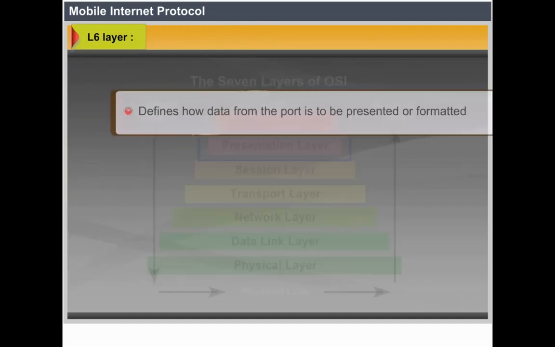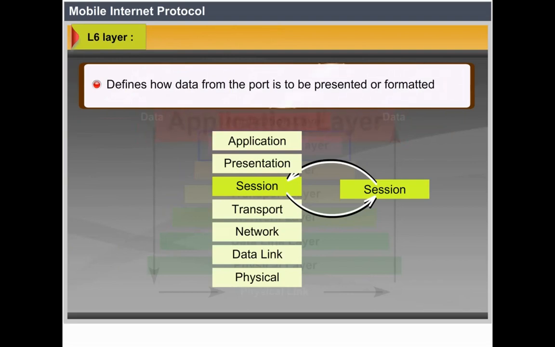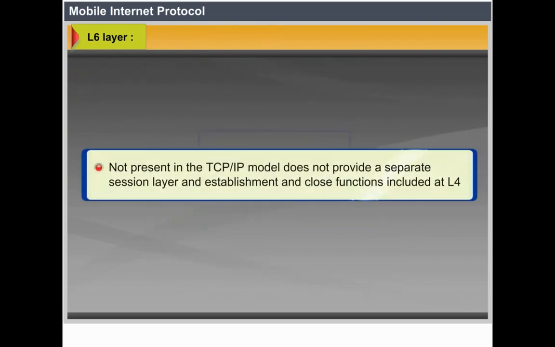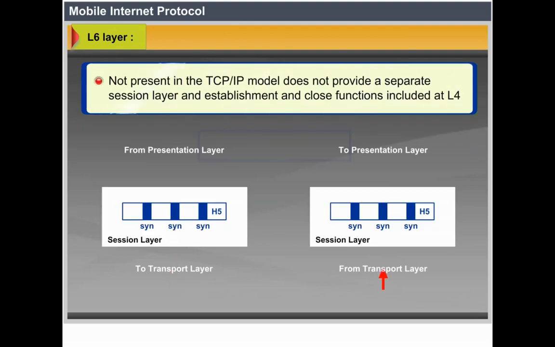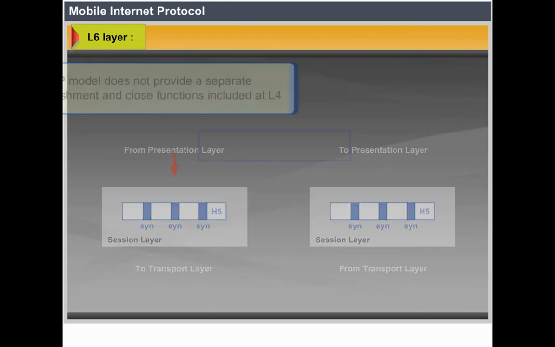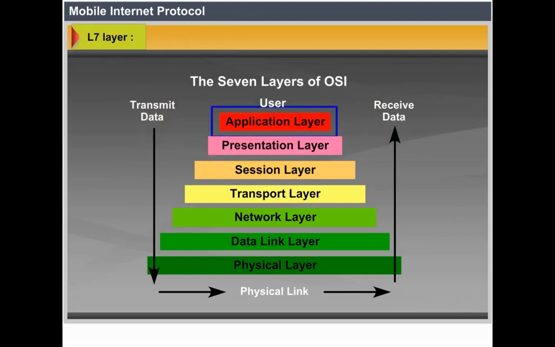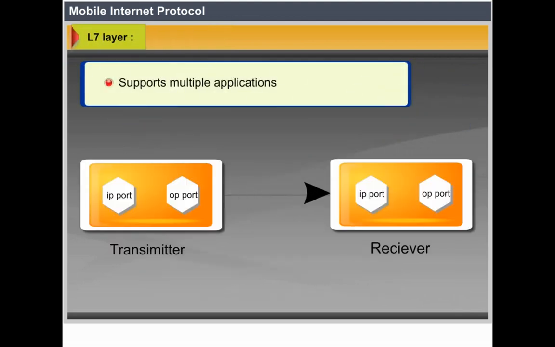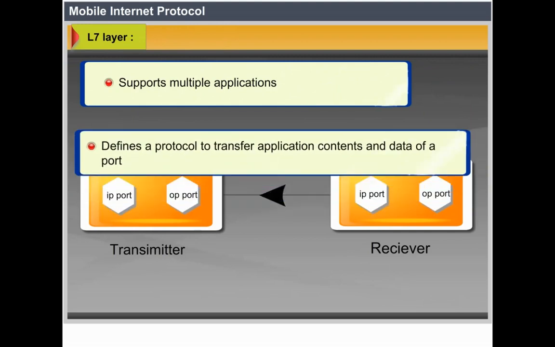L6 layer defines how the data from the port is to be presented or formatted. Not present in the TCP/IP model, which does not provide for a separate session layer, and presentation functions are included at L7. L7 layer supports multiple applications.